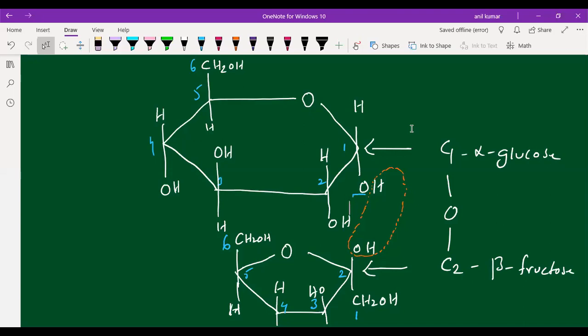One student is asking, do alpha sucrose and beta sucrose exist? No, they won't exist. We have only one type of sucrose. If you have any doubts, you can message in the chat box, students. Understood or not?